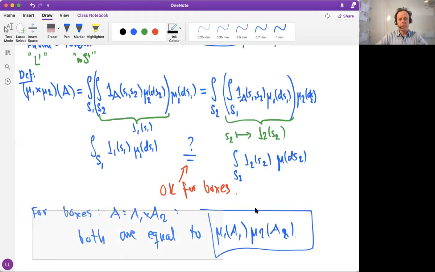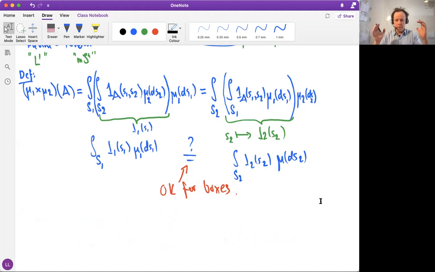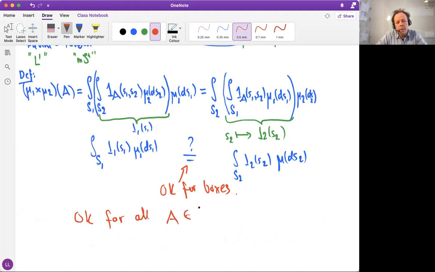Then comes a subtle thing. We are nearing the boundary of measure theory. Measure theory cannot do everything. There are little tiny things where we have problems. So the question is now, okay, is this okay for all A in this set? And that's of course what we want this to be, that this should be okay for every set here.